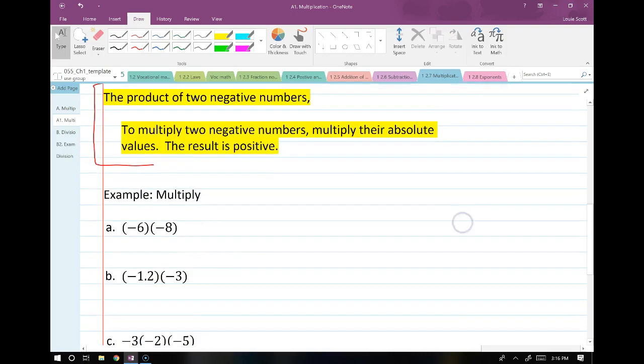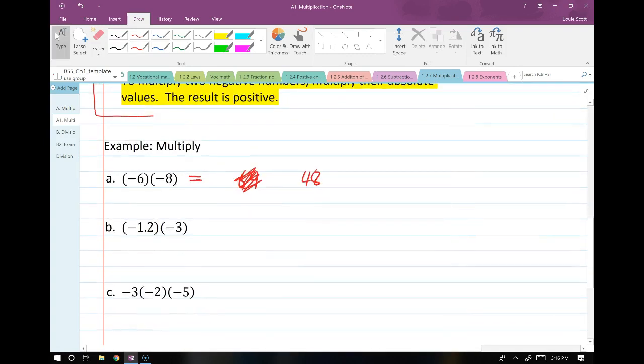With this next example, we have negative 6 times negative 8. What is 6 times 8? 64, I'll go with that. The rule says two negatives make a positive. I trusted you. 48. See? Well, it's closer than what I would have got, which was nothing. So 48, and it's positive.